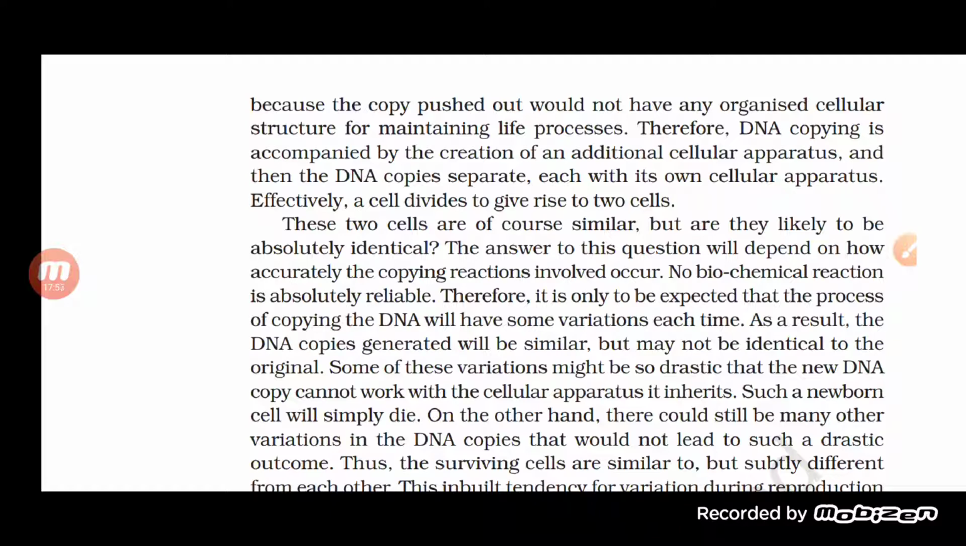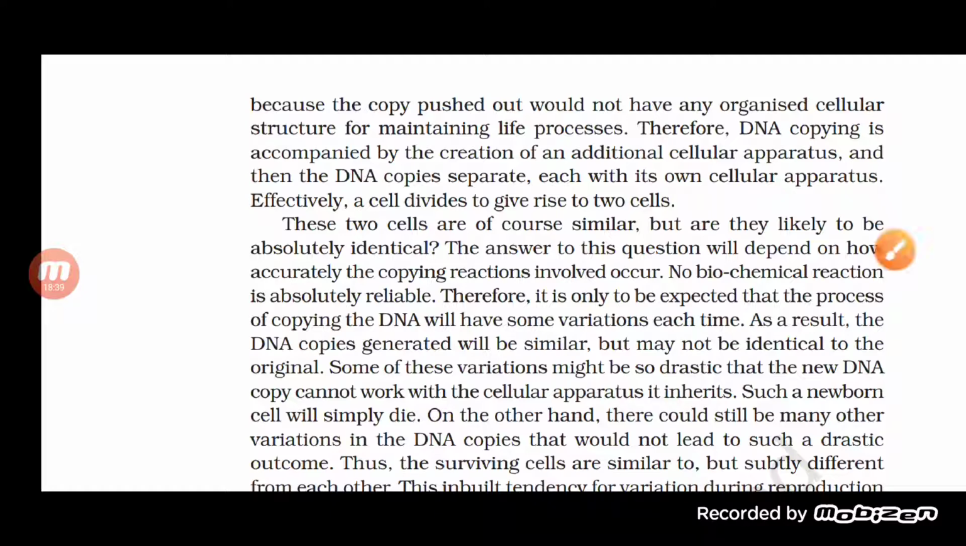As a result, see here what is written: no biochemical reaction is absolutely reliable. Therefore, it is only expected that the process of copying the DNA will also have some variation, though perhaps not variation each time. So, students, when the copying of DNA occurs, every time some variation occurs, and because of this variation only, the children, the progeny, the offspring look similar to their parents. They are not exact copies of their parents.